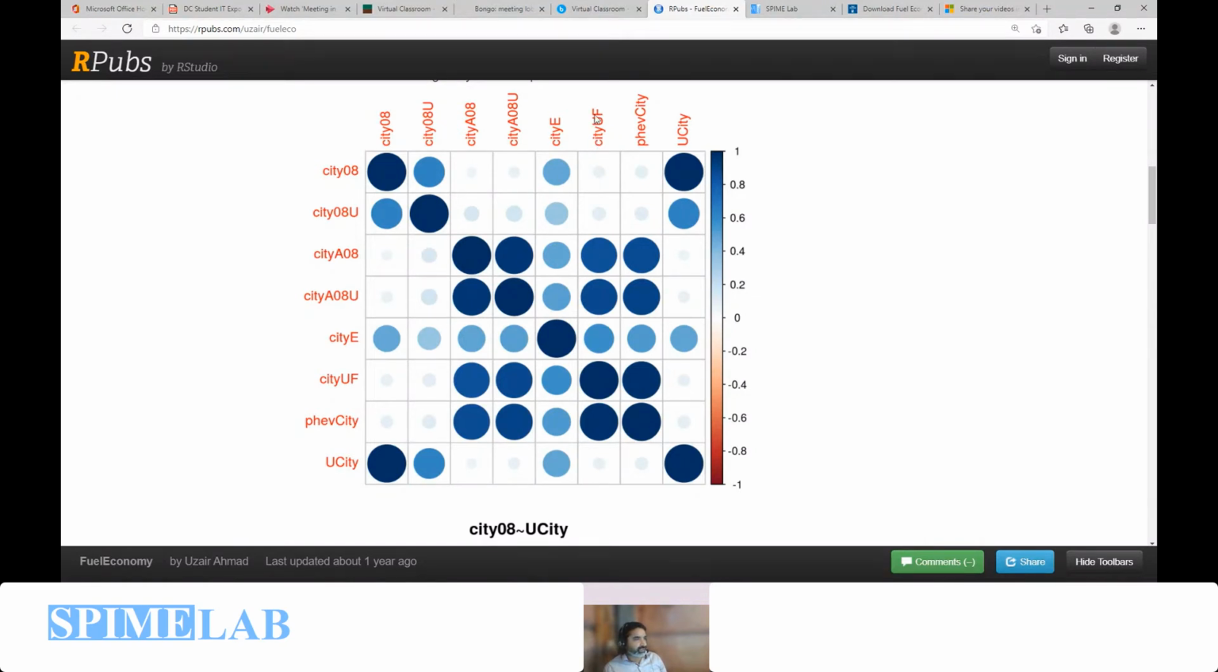So city UF and U city are highly correlated. You can notice on the diagonal, all these values are maximally correlated. The correlation value is 1. Any reason why we have maximum correlation on the diagonal? Because it is correlated to itself. Because of self-correlation. Thank you.